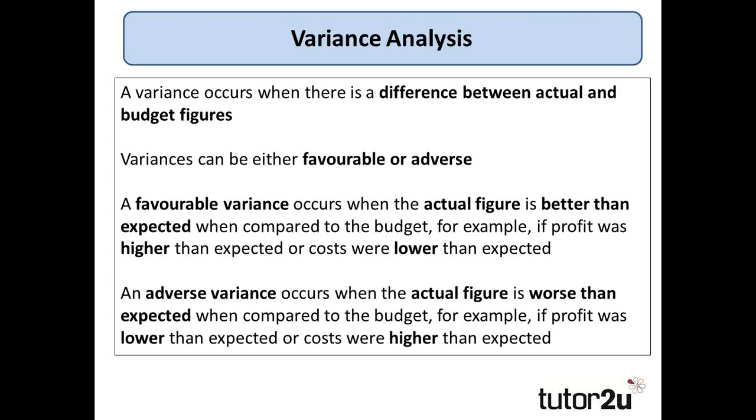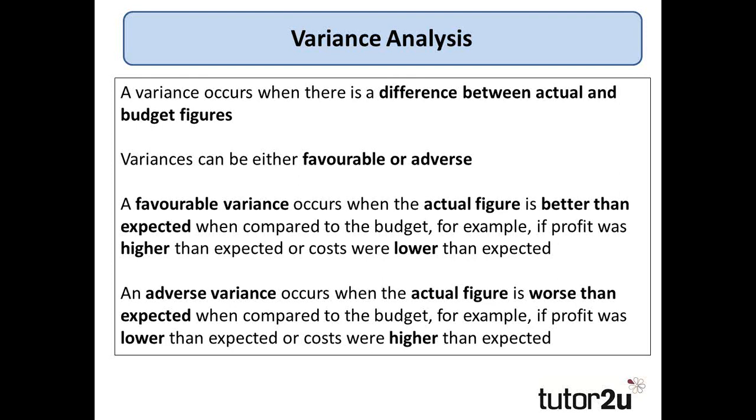A favourable variance occurs when the actual figure is better than expected when compared to the budget. For example, if the profit was higher than expected or the costs were lower than expected, we would class that as a favourable variance. An adverse variance occurs when the actual figure is worse than expected when compared to the budget. So if the profit was lower than expected or costs were higher than expected, that would be classed as an adverse variance.